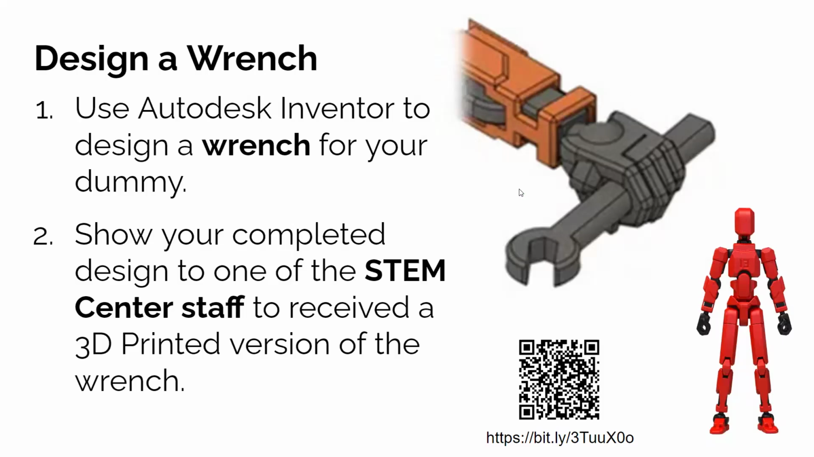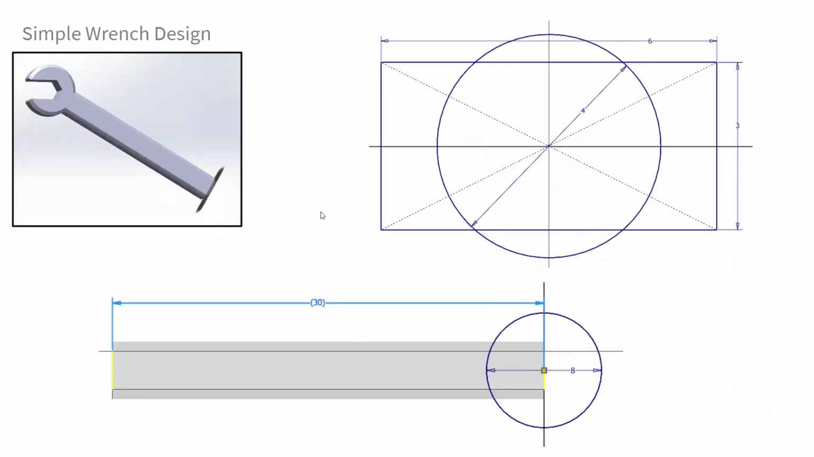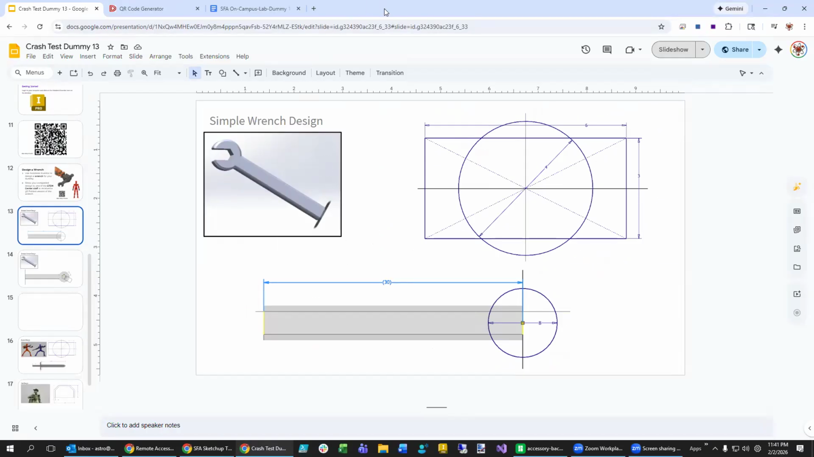All right, let's make a wrench for this dummy 13 crash test model. And it's going to go into his hand there. And so we'll need a couple of dimensions as you see here, but we'll come back to those in just a minute. Let's get our application loaded first of all.